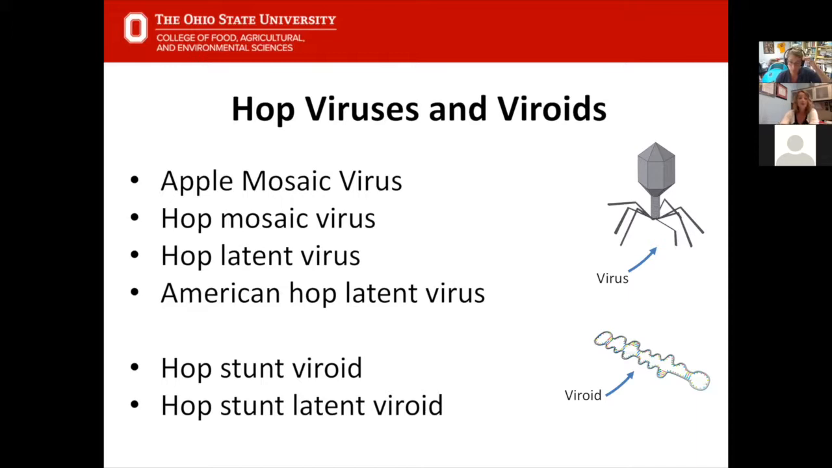When we talk about hop viruses and viroids, you'll often just hear them referred to as viruses, but there is a distinction. One is that the viroid is actually just nucleic acid, so it's RNA, and you can see here that it's in a circular formation. They're much smaller than viruses, and they don't have an outer protein coat. This is important mostly for detection.